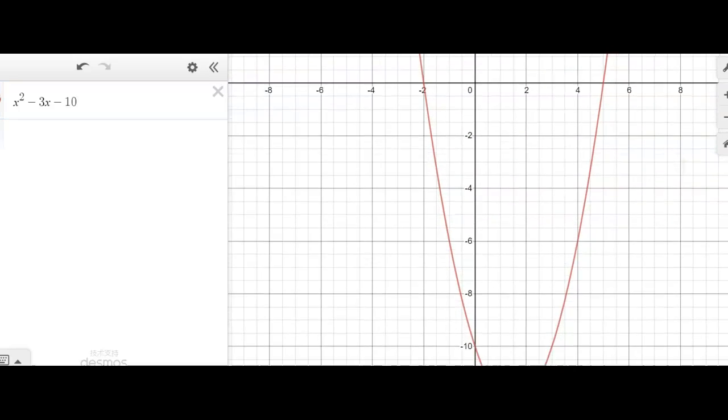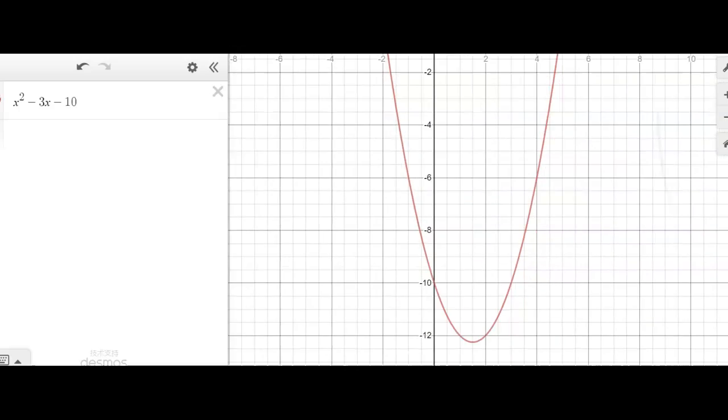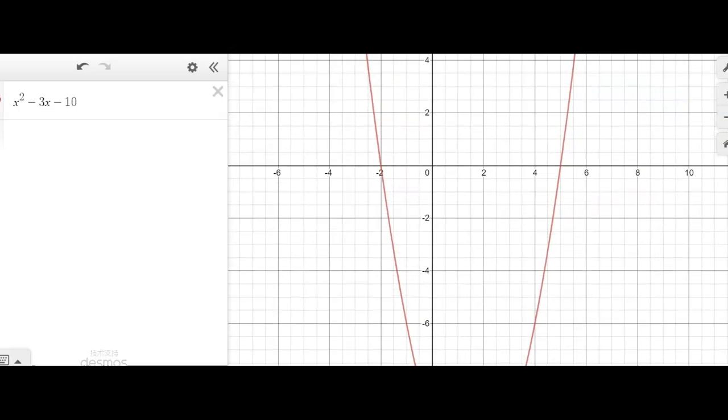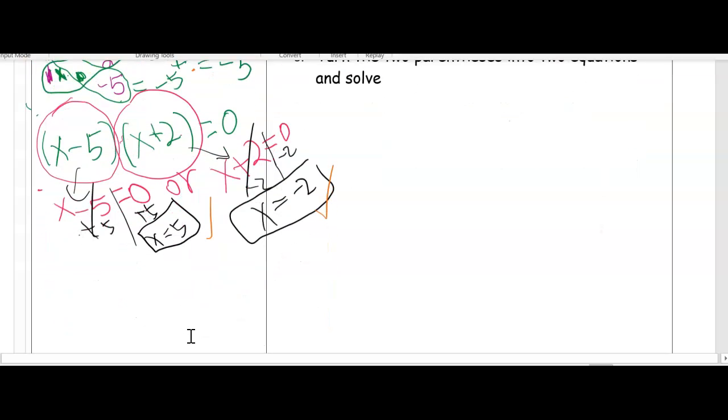So you see this is a parabola of this equation. And you see this parabola is touching the x-axis at these 2 points. One is -2. The other is between 4 and 6, which is 5. So the two solutions are x equals -2 or x equals 5. Is it the same as our solution? -2 or 5. Okay? So you have different ways of checking your answer. Now let's look at the second example.